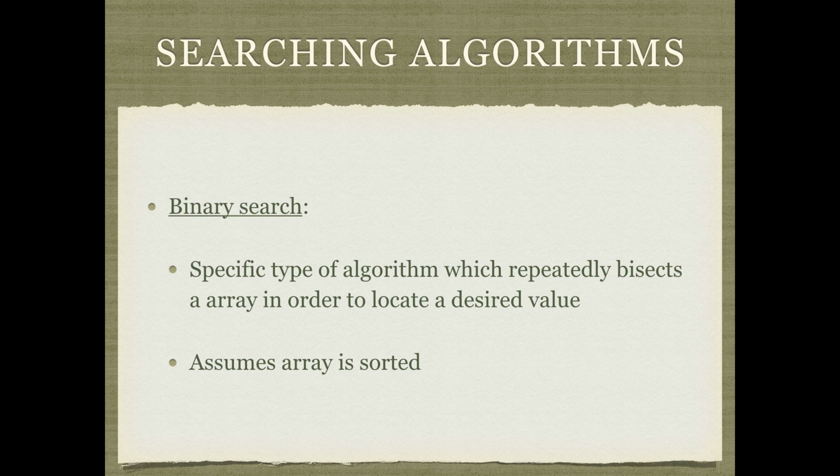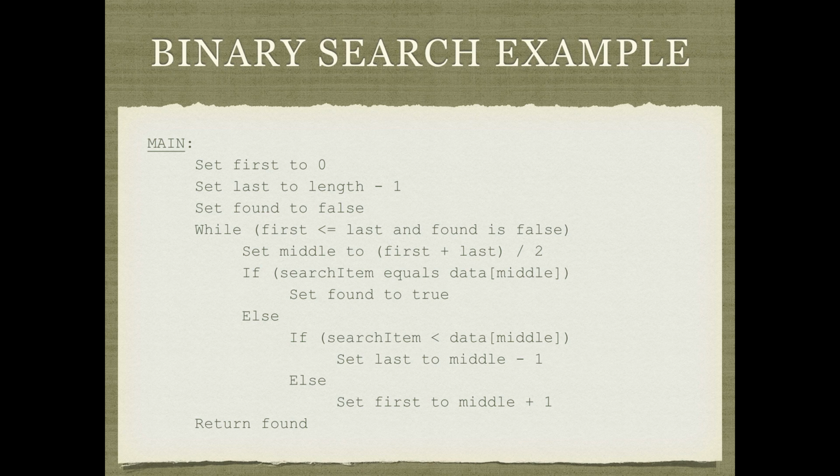If the value is smaller than the value of the middle item, then it will be present in the earlier half of the array, as opposed to the later half. If the desired value is larger than the value in the middle, then it will be in the later half of the array. And in this way, you can repeatedly cut the different sections of the array in half in order to narrow in on the value that you're trying to locate. So here's an example of that.